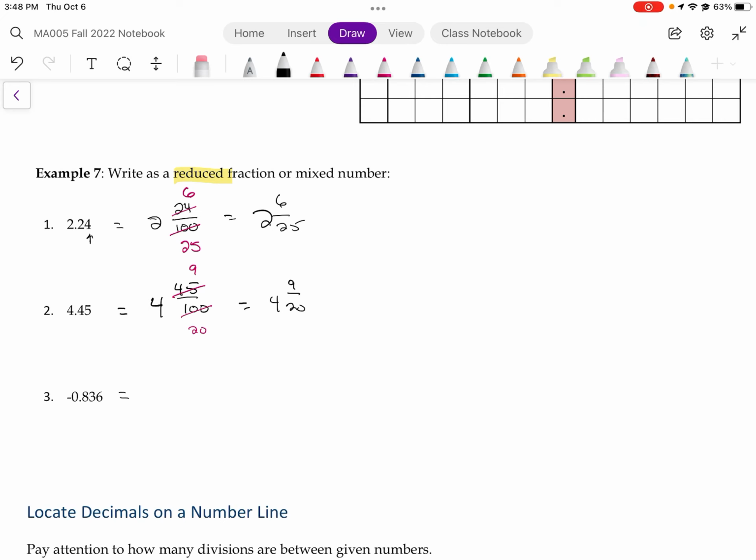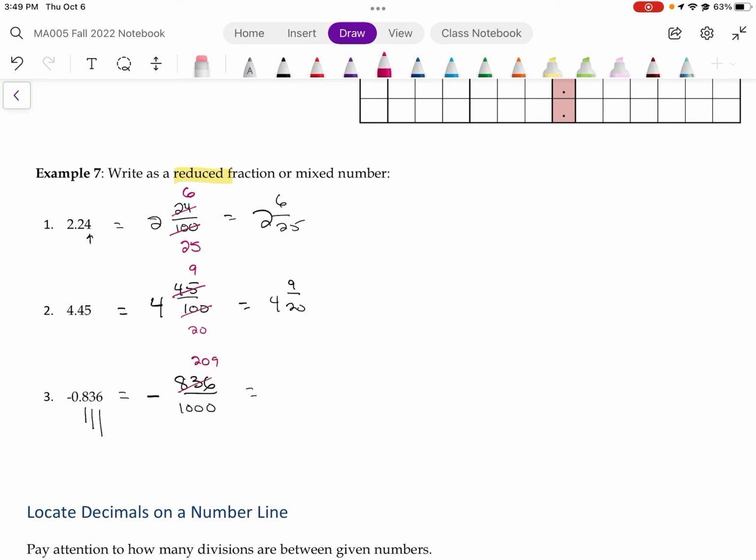All right, this next one is going to be negative. Now there's no whole number in front, so it's 836. This is tenths, this is hundredths, this is thousandths. So this would be 1,000 on the bottom. You'll just have to trust me here when you divide this by 4, or use your calculator. So divide by 4 and you get 209.